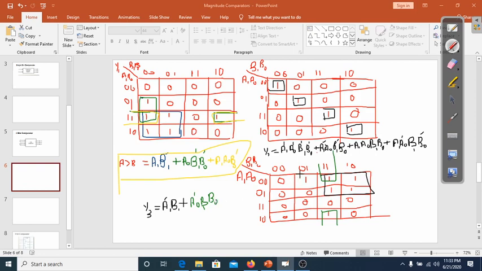Okay, now this term is adjacent with these terms, this can be simplified. So here I will get A1 prime, A naught prime and here B naught. B1 prime will cancel out with B1. So here I can write as A1 prime and A naught prime and B naught.